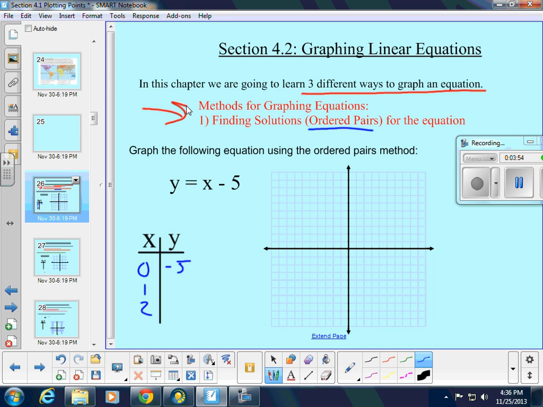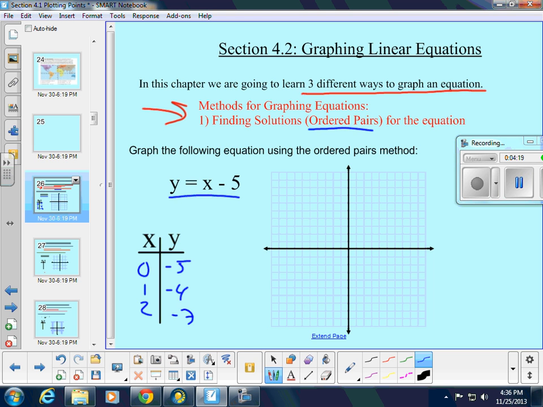Again, this is what I'm doing. I'm finding solutions that work for this equation, and they're just like ordered pairs. That's what they are, a solution for this particular equation here. If I put 1 in, y equals 1 minus 5. Well, 1 minus 5 gives me negative 4, so I get negative 4 for an answer. And if I put 2 in, 2 minus 5 gives me negative 3. Now I've found three ordered pairs.